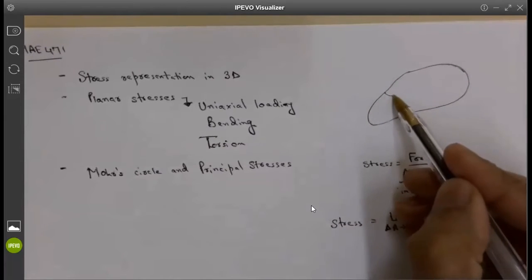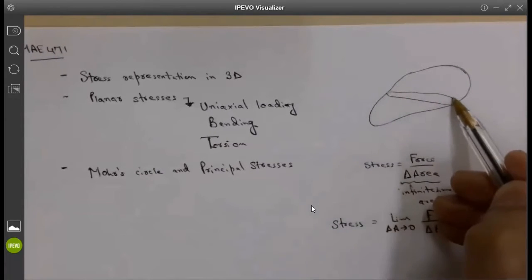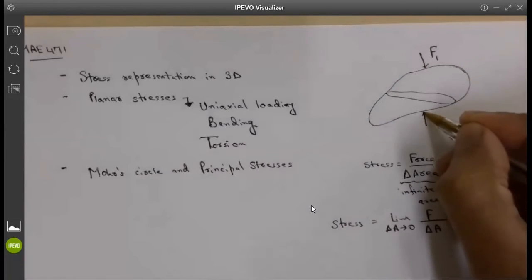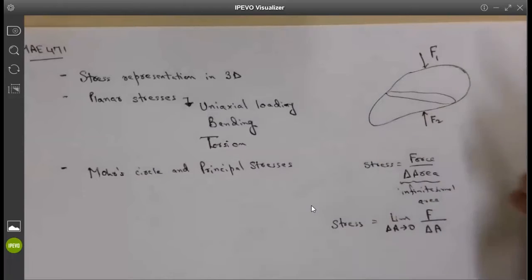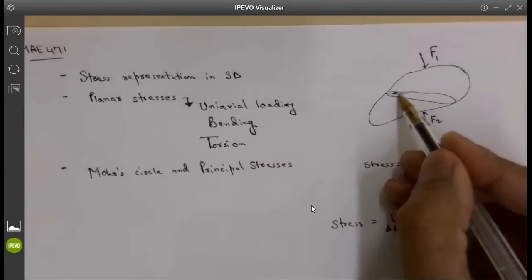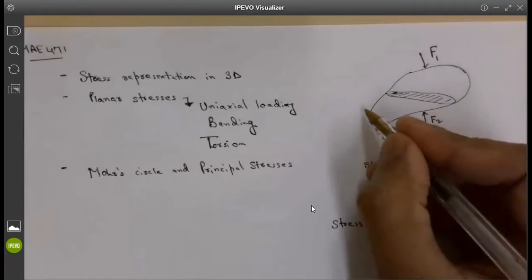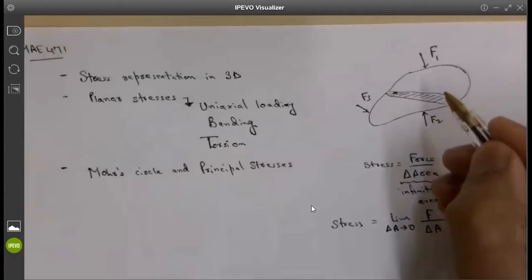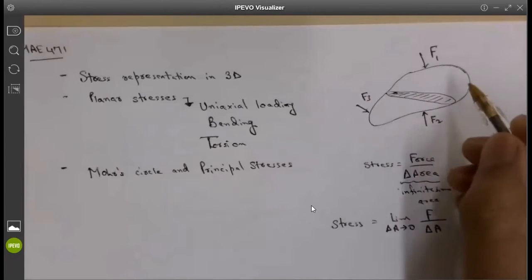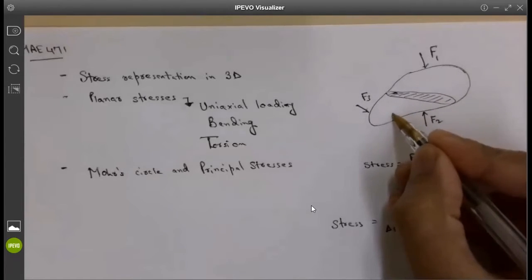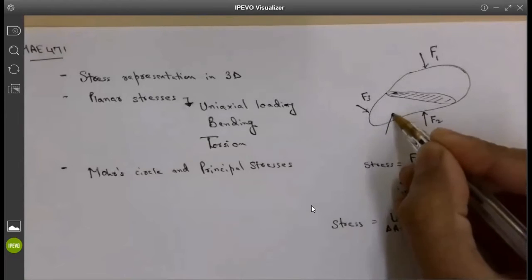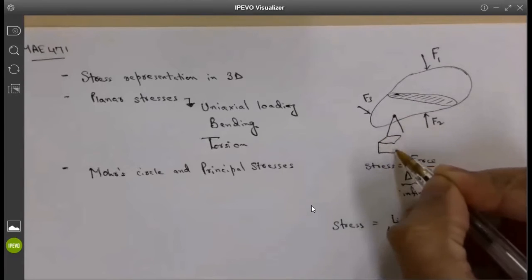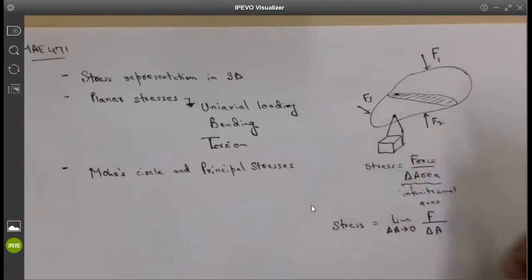So here what I'm making is an arbitrary shaped body. So it is a 3-dimensional body, and it has basically loads acting at different places. So it is F1, let's say it's F2. It's an arbitrary shaped body. It need not be any specific shape. And this is one specific section of that. And this is F3. And when I actually look at a specific stress in this body, we are basically looking at one specific point. Stresses are always defined at one point, and when I zoom that, I basically represent the stresses in the form of a 3-dimensional body. Does it make sense, guys?